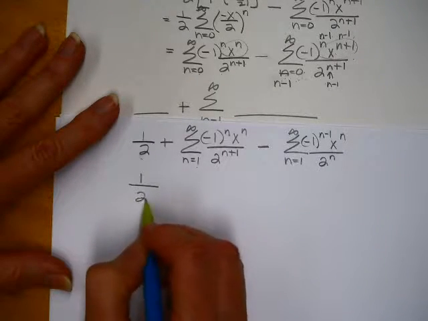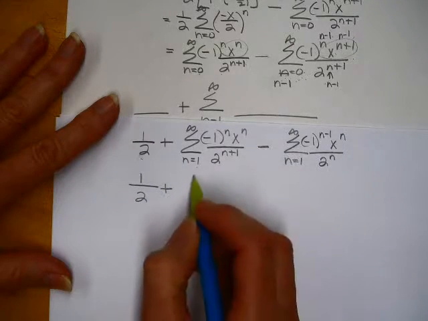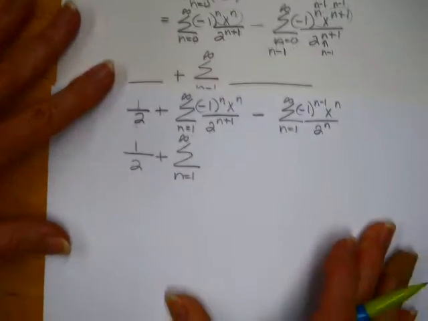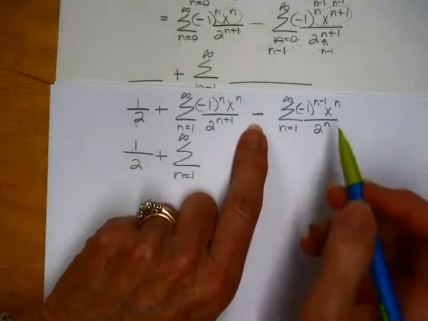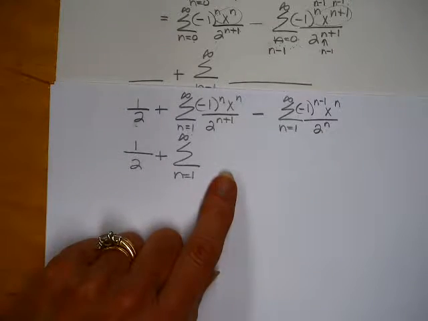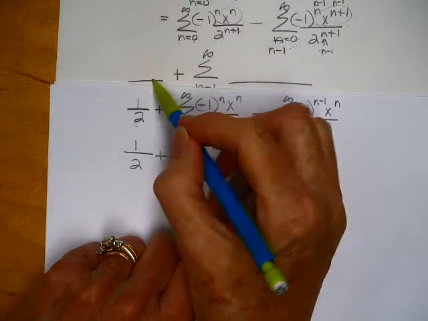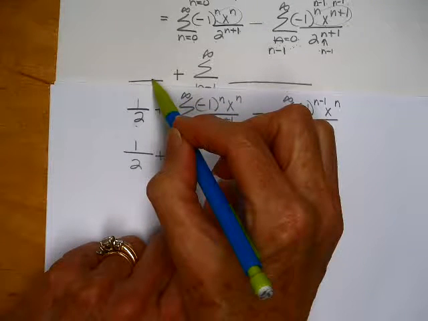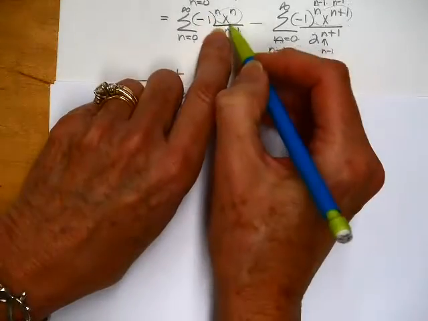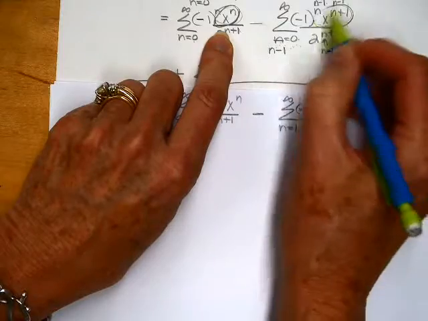So now I have 1/2 plus these two series. They both start at 1. So we get our constant that goes right here. That's the only way you can get the constant. If you use 0, and then the next you can do the n minus 1 equals 0. Right, because you're trying to make these things match.